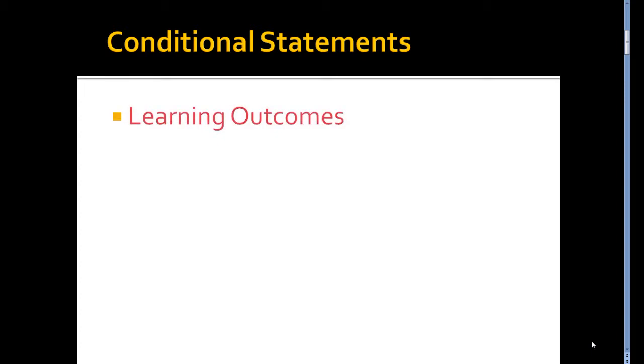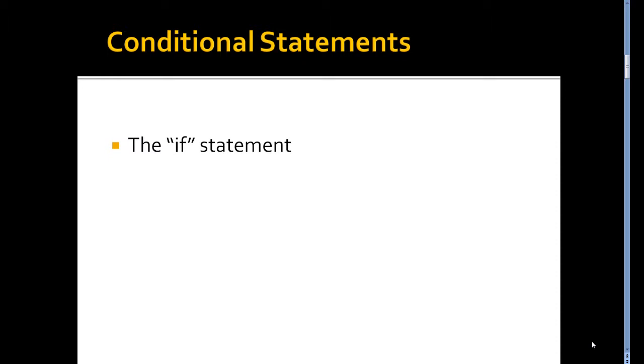Our learning outcomes will be how to use or make a decision in C Sharp. For instance, if our code is going down, we may have to evaluate some condition, and will that condition be true or false? So the if statement is the one we're going to start with.